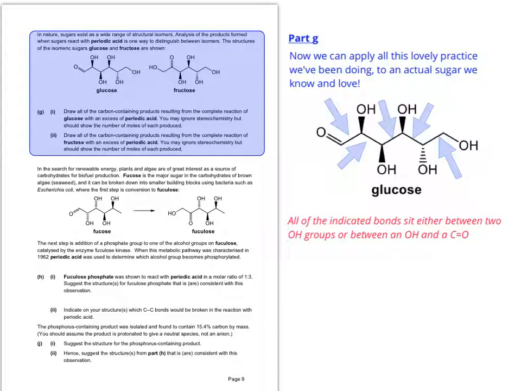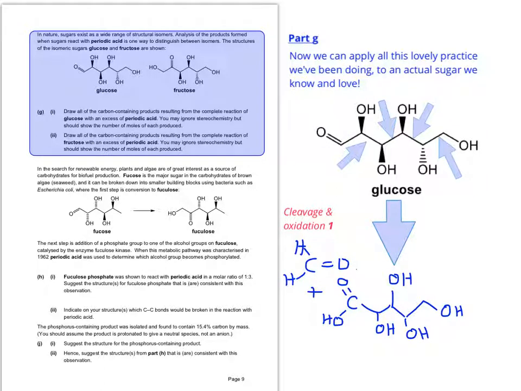So what we need to do is break them. That means all the bonds break that are indicated, and anything that's left over that can be oxidized is oxidized. So we're going to need to take this in a couple of stages. I'm going to call this cleavage and oxidation 1. I've got rid of one of the arrows.